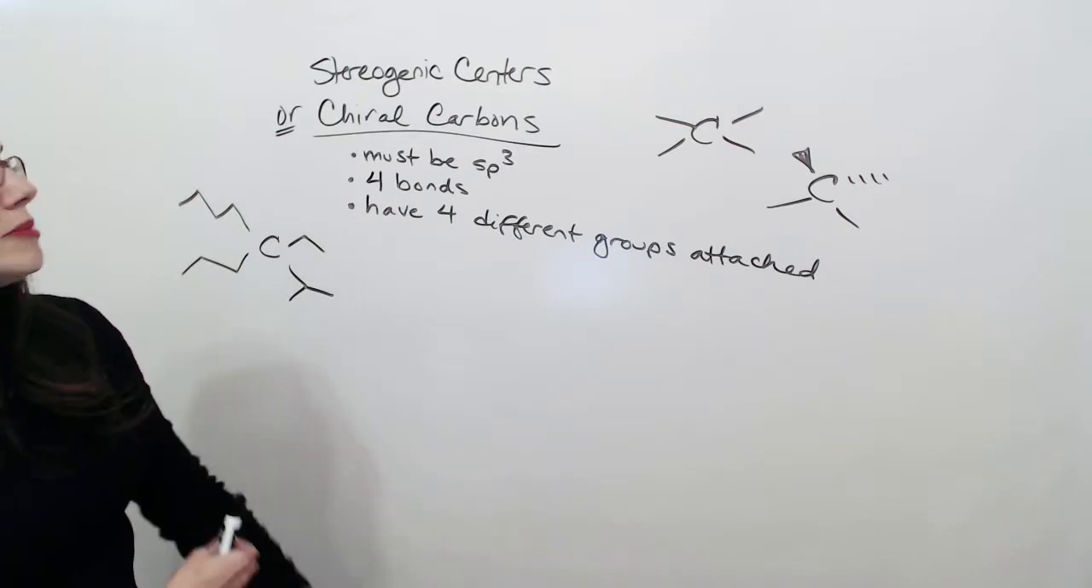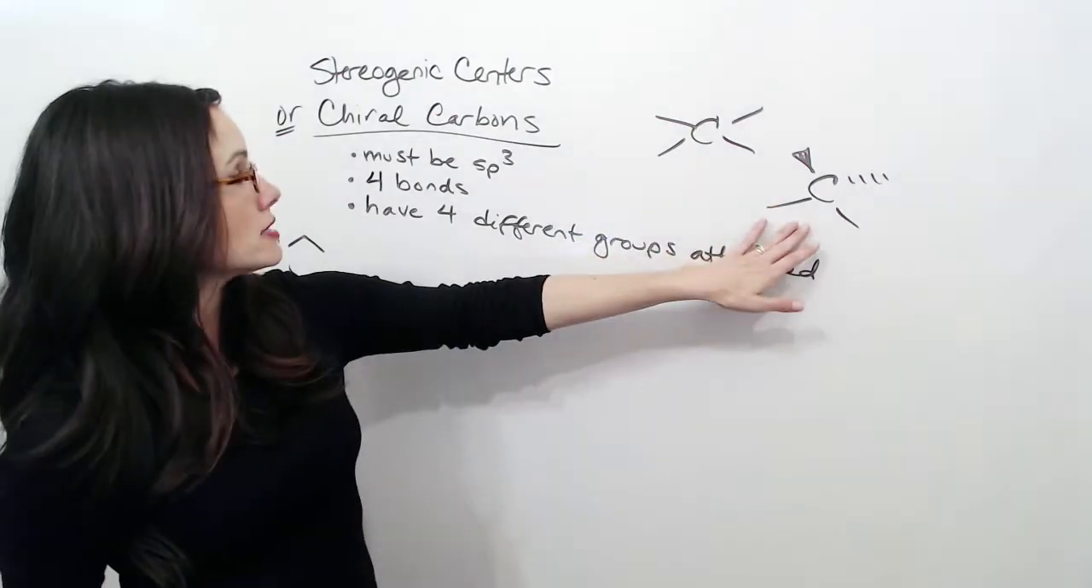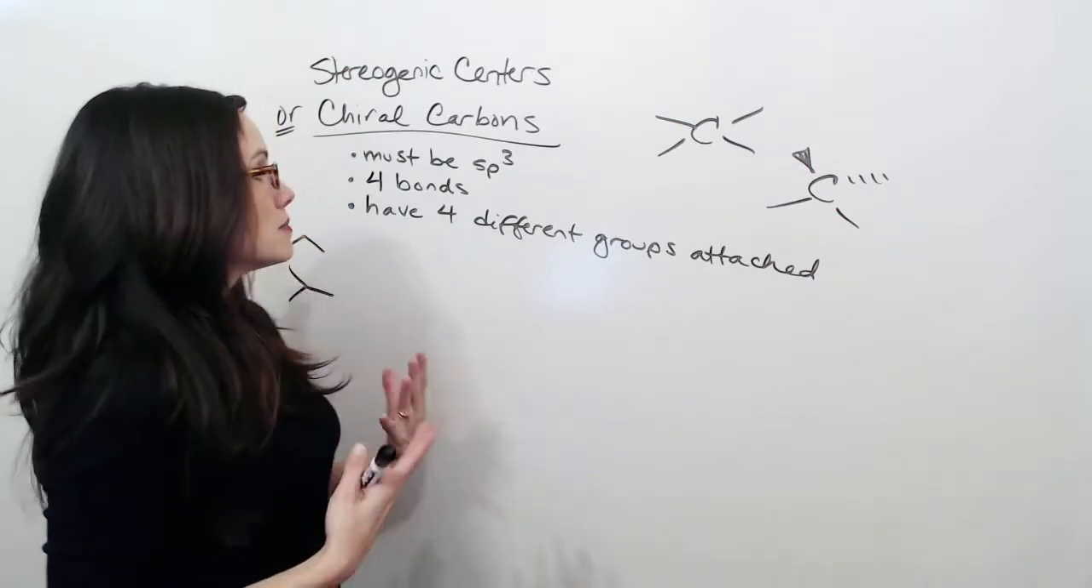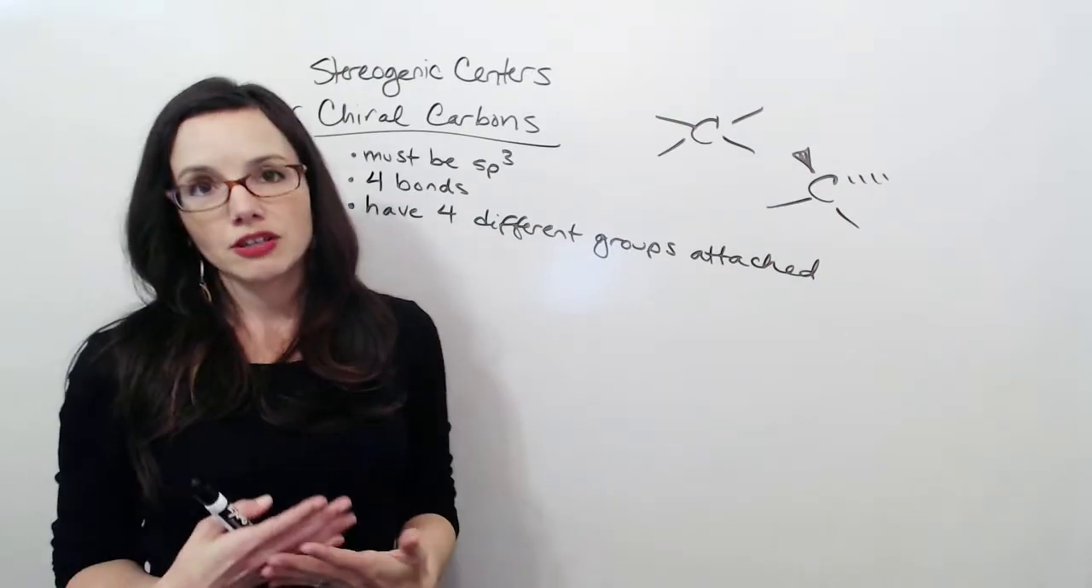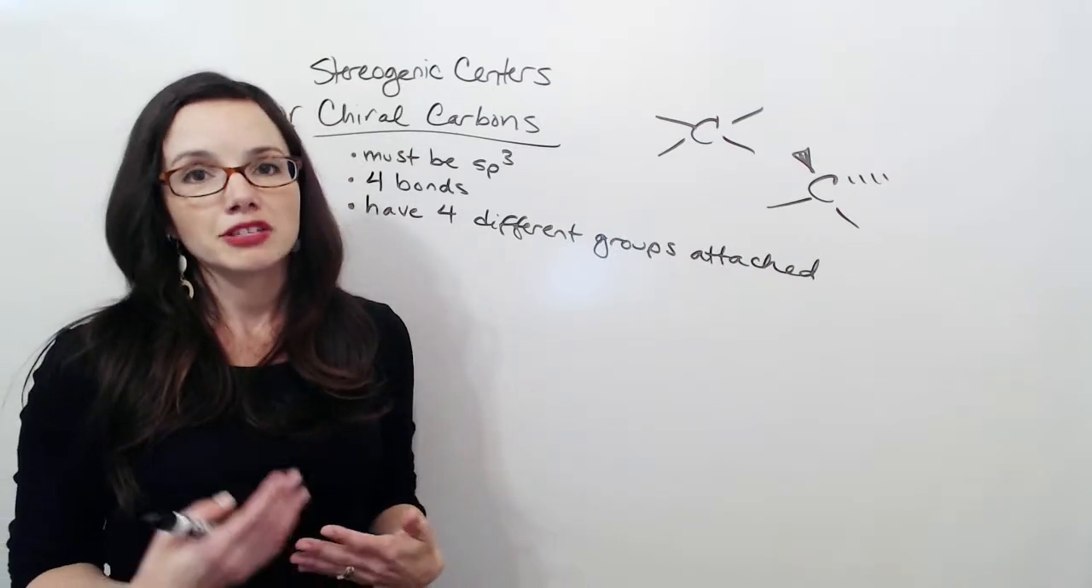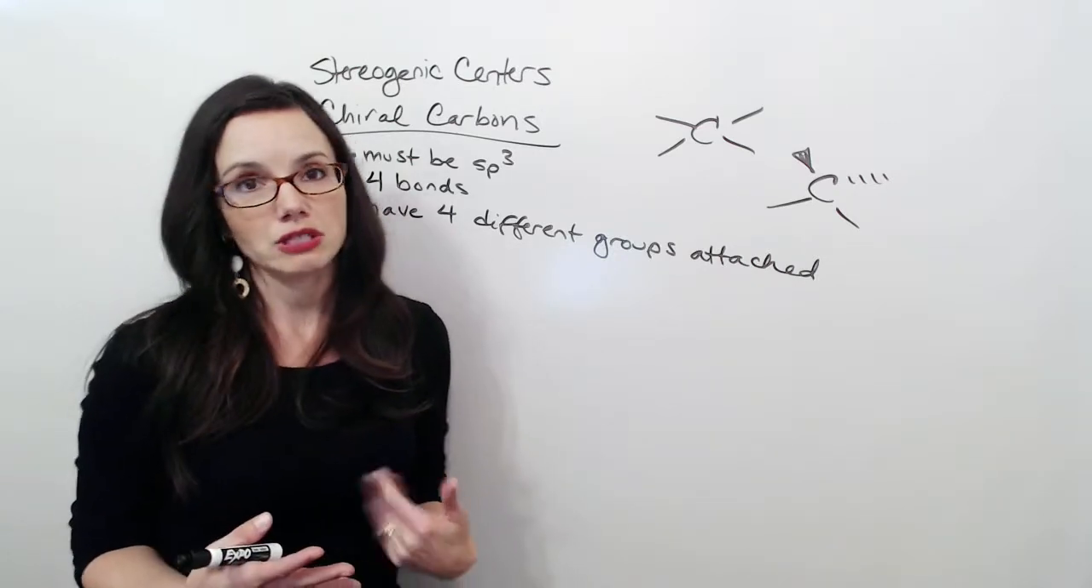Chiral carbons have to be sp3 hybridized, which means that they're always going to have 4 bonds, because it's important that they are bonded to 4 different groups. That's the definition of a chiral carbon: any carbon that's bonded to 4 unique substituents.